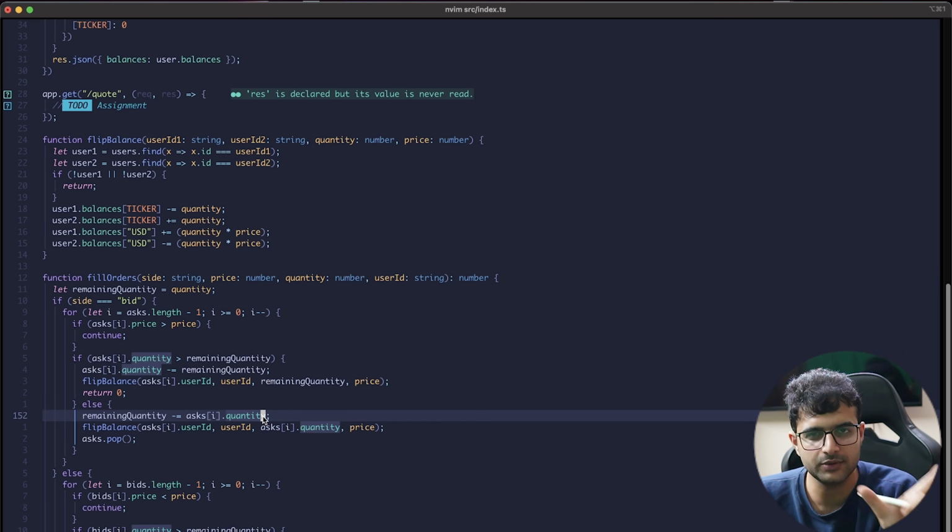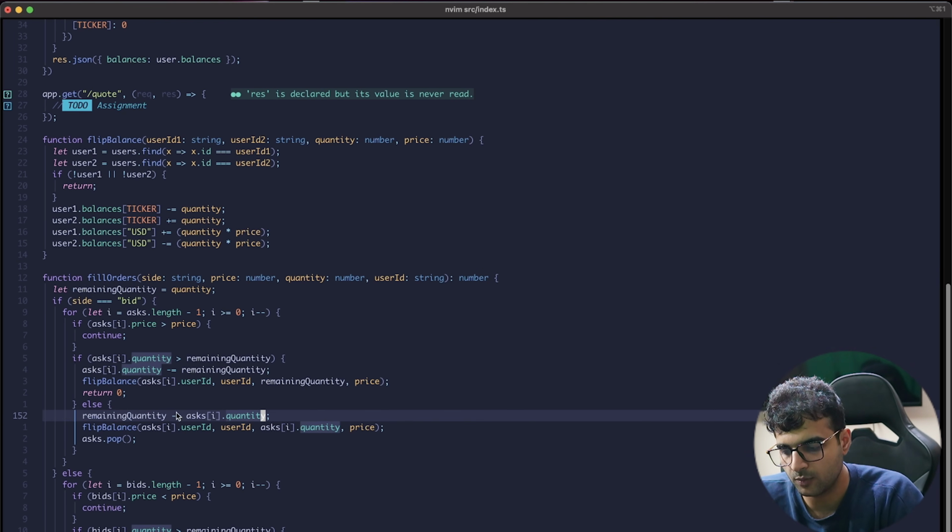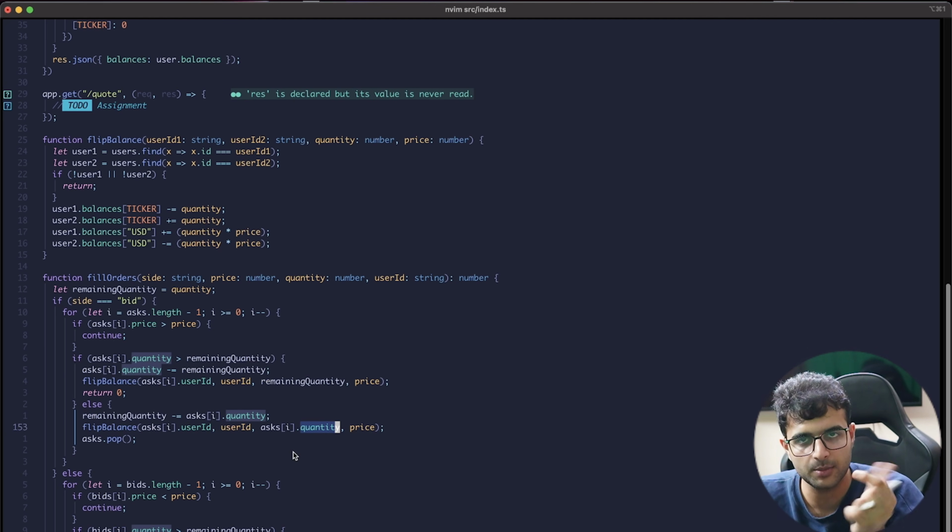There is an ask that was able to fill this order partially. I'm going to remove that from the remaining quantity. Flip the balances. What should the quantity be? This is the quantity that got filled, not the complete remaining quantity. So this is the quantity that will be flipped. And this will also, I think, be asks of i dot price for this to be completely accurate.